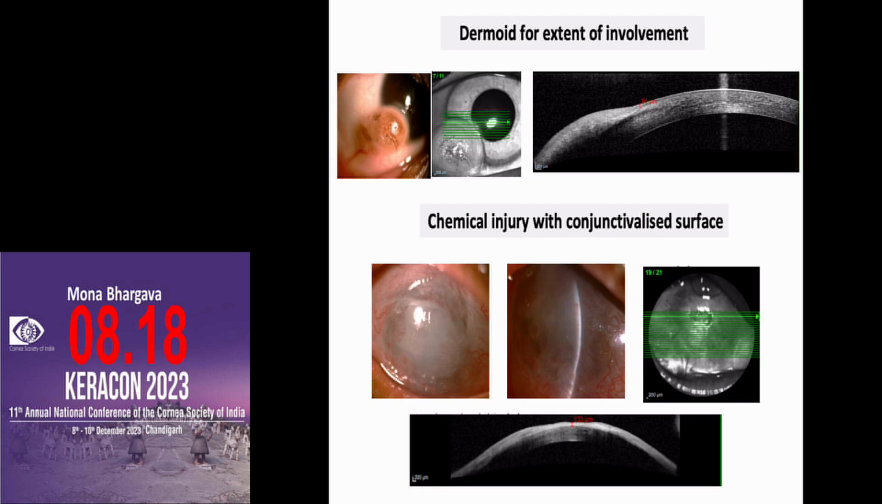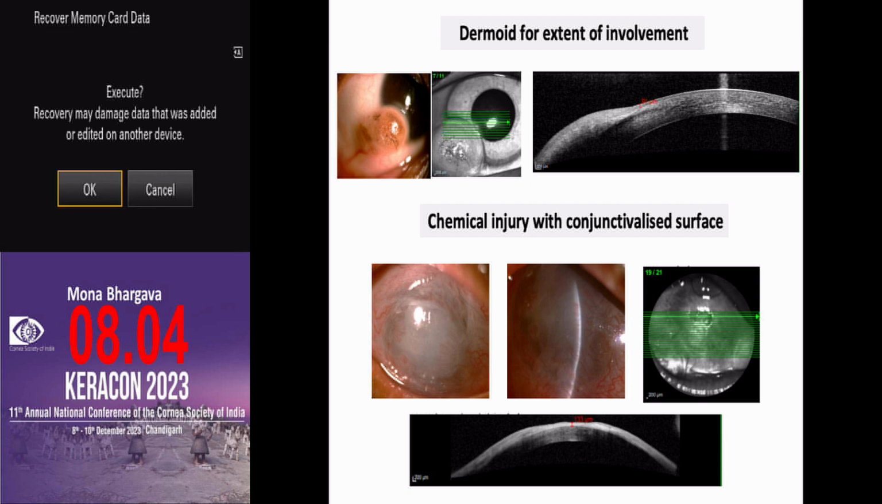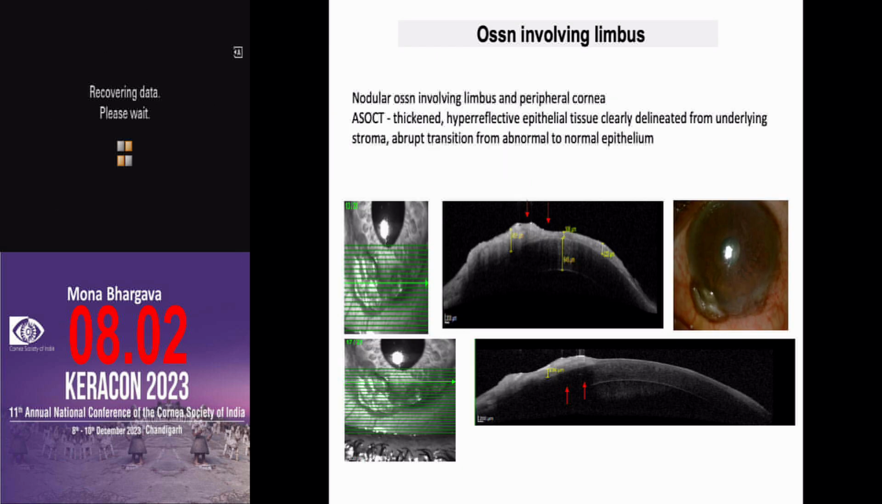Dermoid depth, stromal invasion to decide for the need of amniotic membrane versus lamellar procedures depending on the invasion present. To ascertain the residual bed thickness after removal of fibrovascular pannus here in chemical injury to decide for the need of lamellar procedures along with the slit.